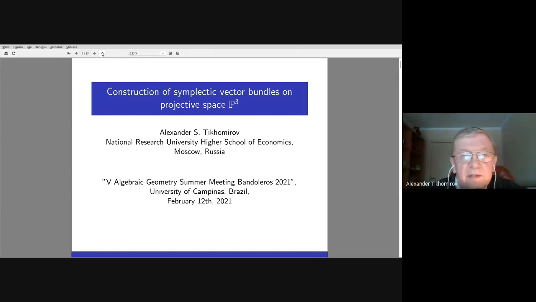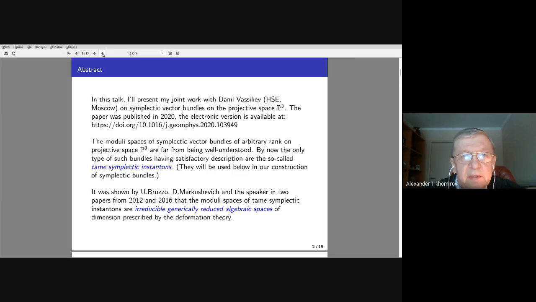First, I would like to thank the organizers for this possibility to give a talk here. I feel as if I'm here in Campinas again. My talk will be about my joint work with Daniil Vasilyev from Moscow on symplectic vector bundles on projective space P3. The paper was published last year.